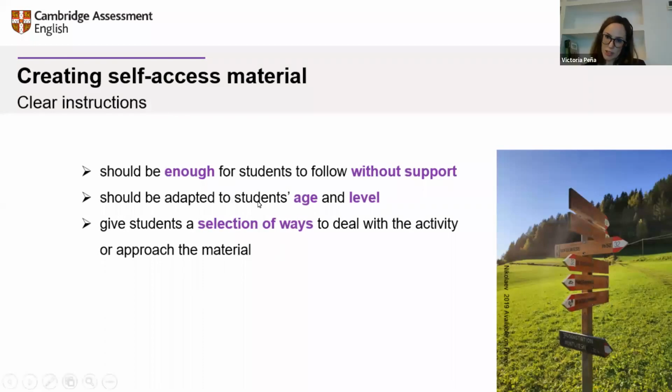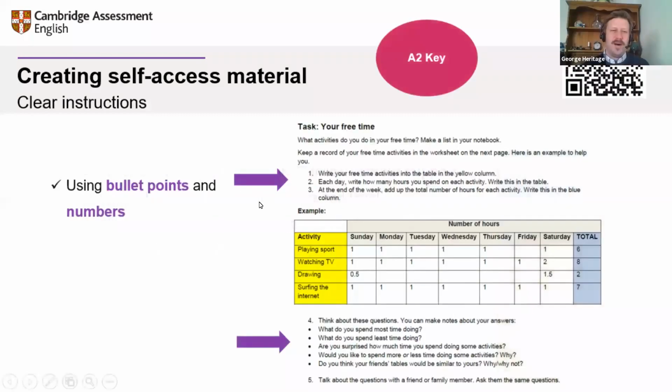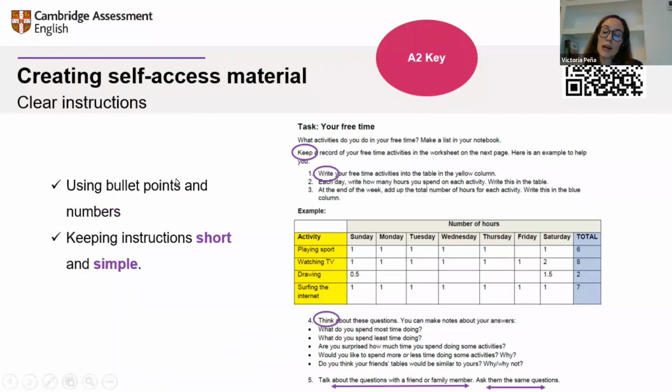Okay, so how do we put this into practice, George? Well, bullet points. Victoria is a big fan of bullet points. Make sure your instructions are clearly laid out using bullet points and numbers, making the structure of the activity clear. Yes, and also, of course, this depends on the level and the student's age, but trying to keep instructions short and simple so that students are very clear what they need to do, and if they need to refer back to it, that they know where to find it.